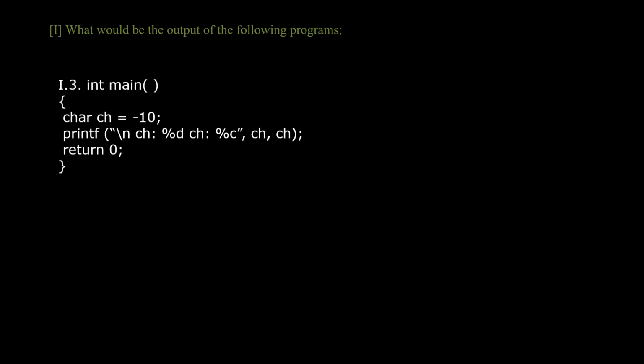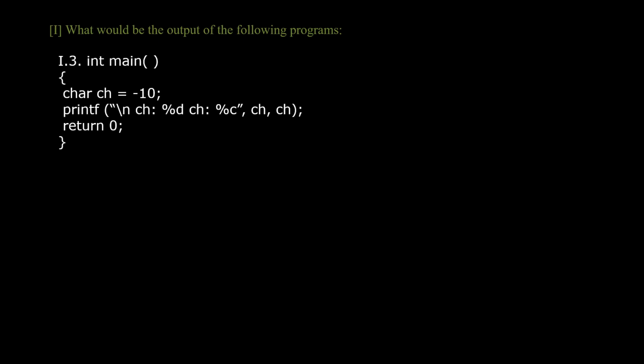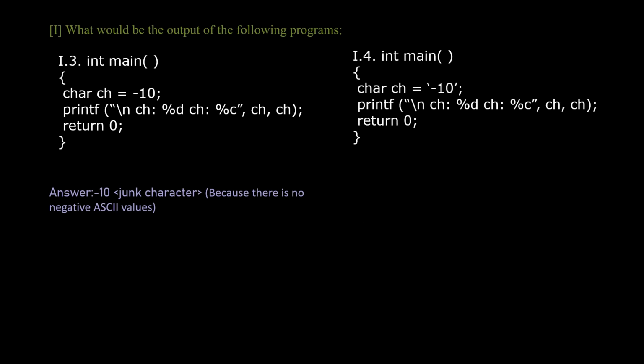Let's see the third question. Char ch = -10. We can assign negative values to char. So %d of ch should print -10 and %c will print a junk value or a junk character because there are no negative ASCII values. So this is the answer, and let's go to the fourth question.